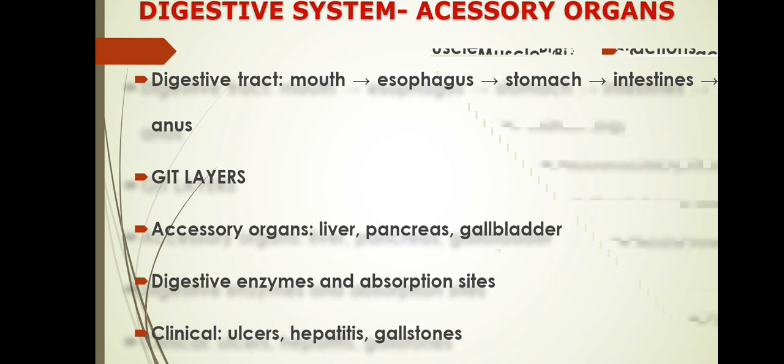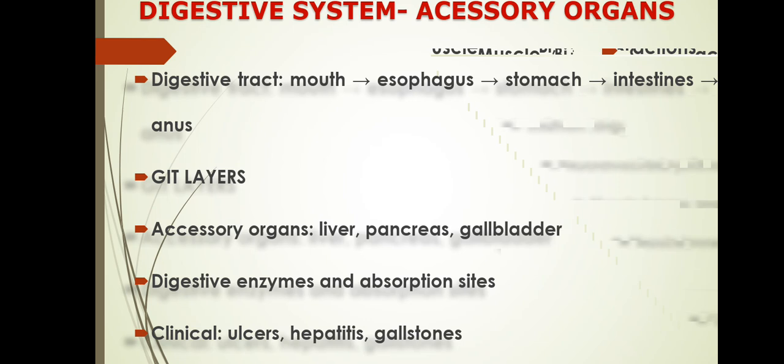So make sure that you know the structure of the tongue, okay? You know the structure of the tooth. You know how to label the intestines, the transverse colon, the ascending colon, the descending colon, the cecum, all those kinds of things. Make sure that you know them. Talking about the GIT layers, the submucosa, the mucosa, the muscularis, all those different layers. Make sure that you know them.